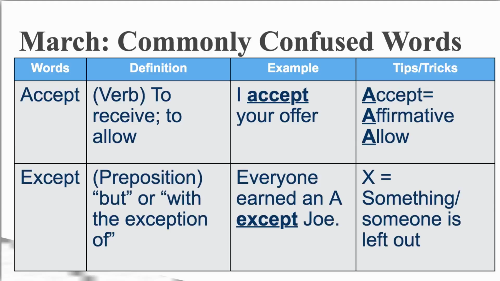Except with an E, this is kind of tricky because the type of word it is actually a preposition. However, if you can put in the word but or with the exception of, then you basically have the right version. So for example, everyone earned an A except Joe. So everyone earned an A but Joe, or with the exception of. And this one, I think about the X in except and how you'd be kind of crossing something out if you had an X. Basically, with except with an E, someone or something is left out. So it's kind of like you're Xing them out.